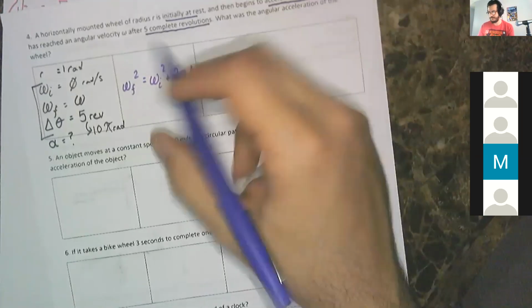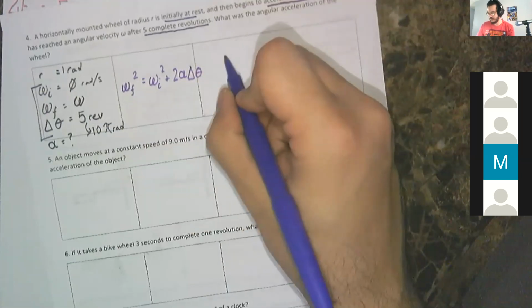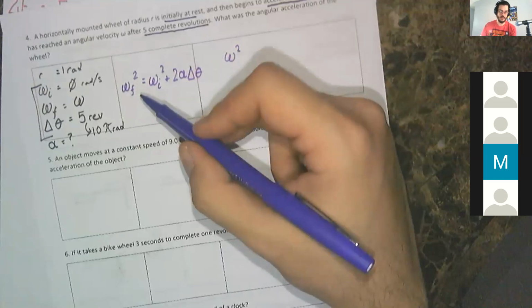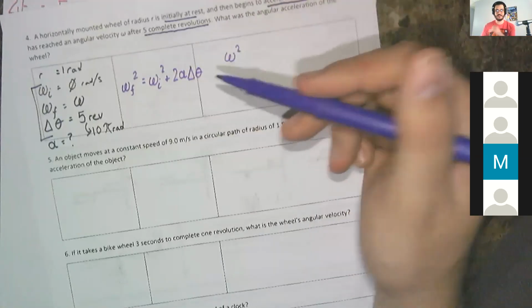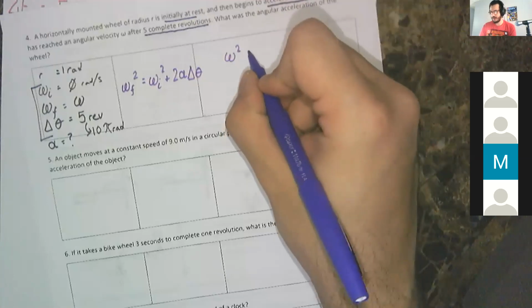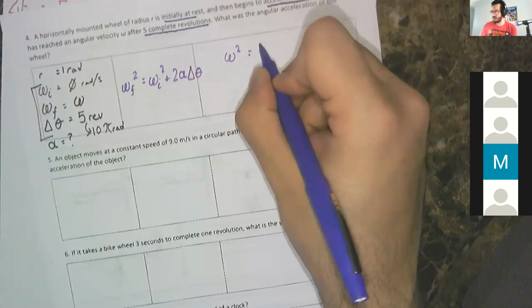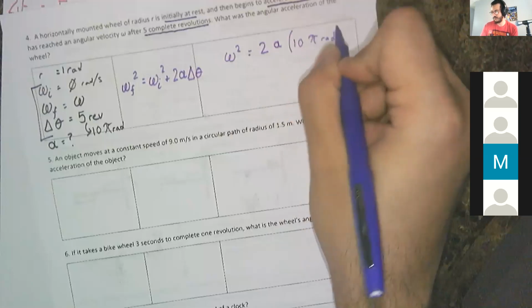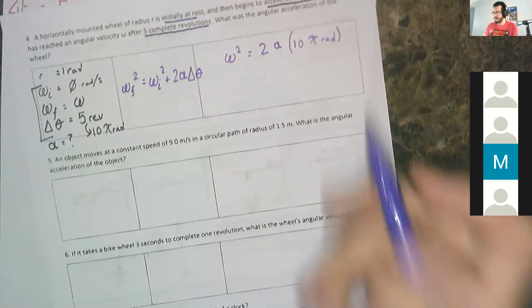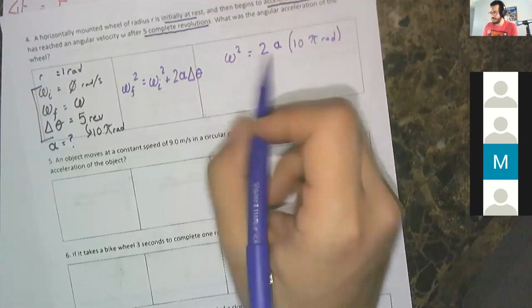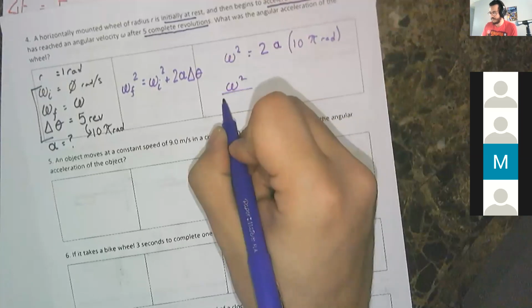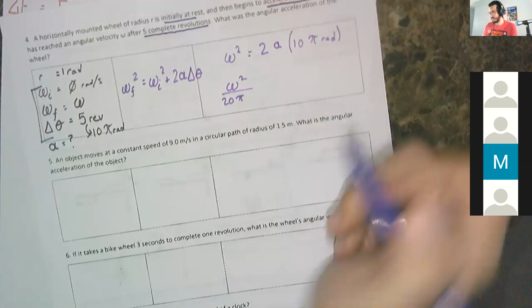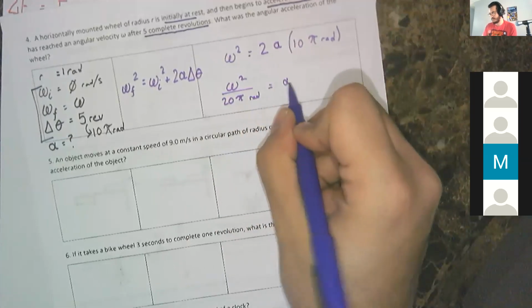Plug in and solve. Our final velocity is omega. Omega squared is omega squared. Our initial velocity is 0. 0 squared is 0. 0 plus anything is just whatever that anything was. So I'm not going to write it. Skip right to the 2. Acceleration, which is unknown, so we can't plug in for it. And our displacement, which is 10 pi radians. 2 times 10 pi would be 20 pi. Move to the other side. And there you have it.